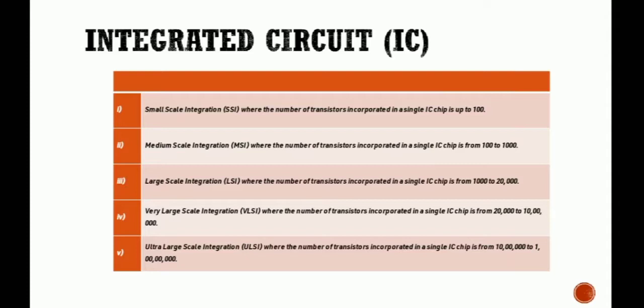Third is large scale integration, where the number of transistors incorporated in a single integrated circuit chip is 1000 to 20,000. And fourth is very large scale integration, where the number of transistors incorporated in a single integrated circuit chip is from 20,000 to 1 million. And the fifth is ultra large scale integration, where the number of transistors incorporated in a single integrated circuit chip is from 1 million to 10 million.